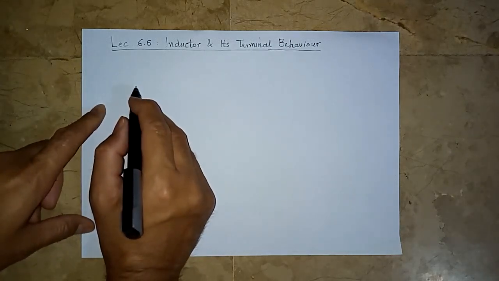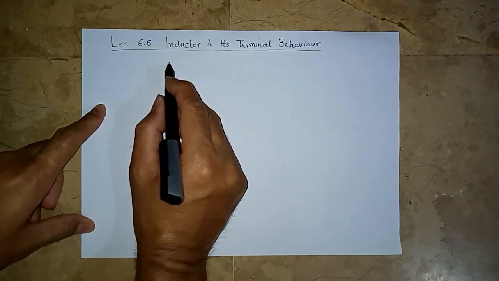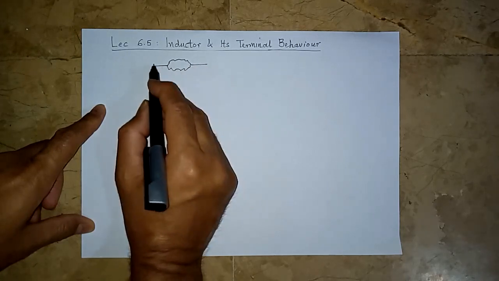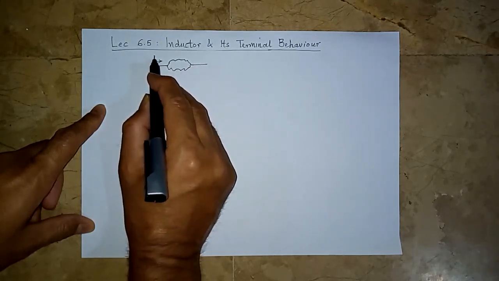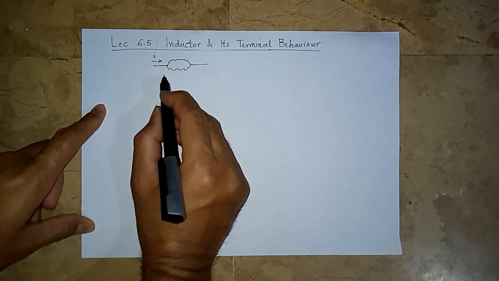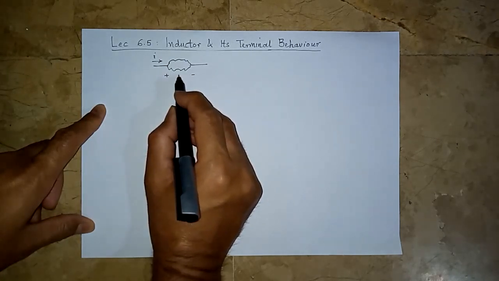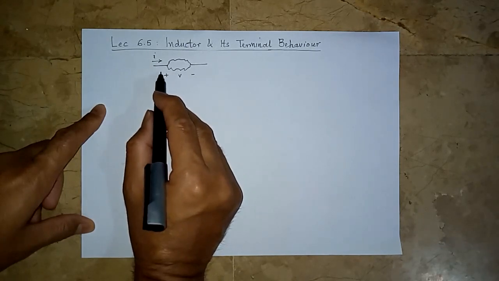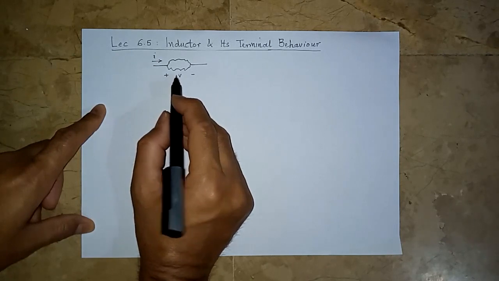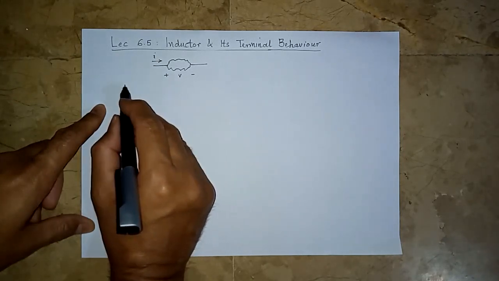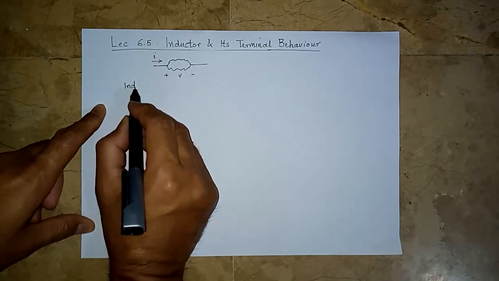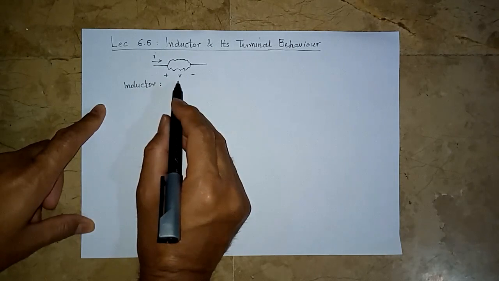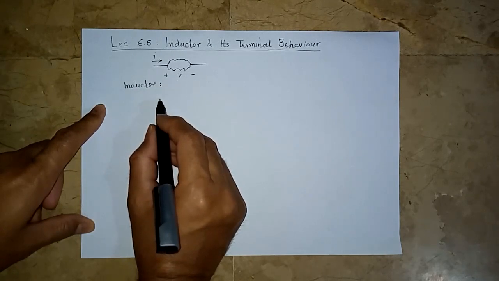This lecture is about an inductor. This is another two terminal element, but with a different terminal behavior. If we mark the voltage and current across this element such that the passive sign convention is fulfilled, then for this two terminal element called the inductor, the relationship between I and V is something like this.